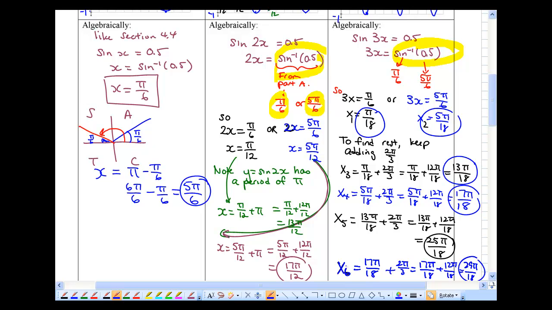So notice that when you have a horizontal compression, we actually have more answers that come out, right? Because the cycle or the period is smaller, you get more repetitions, therefore more answers.